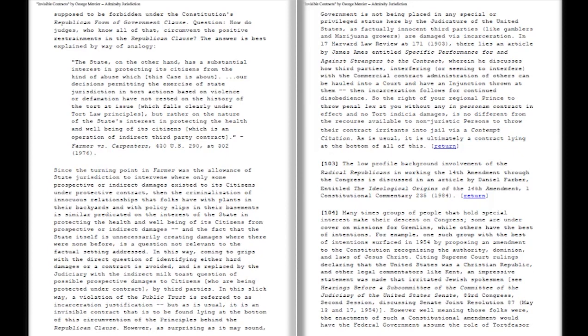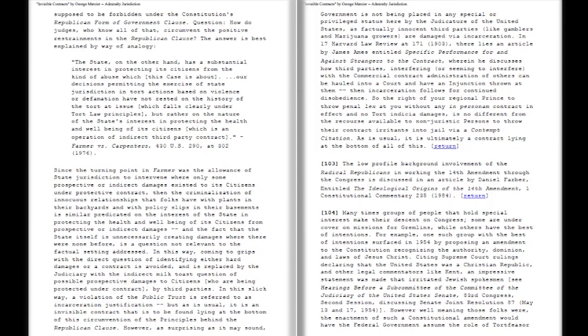continued disobedience. So the right of your regional prince to throw penal lex at you without any in personam contract in effect and no tort indicia damages is no different from the recourse available to non-juristic persons to throw their contract irritants into jail via contempt citation. As is usual, it is ultimately a contract lying at the bottom of all of this.